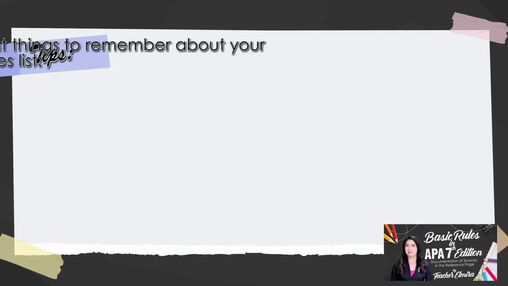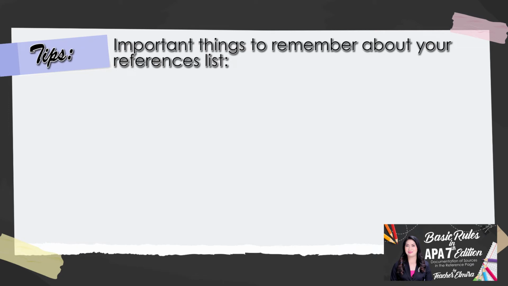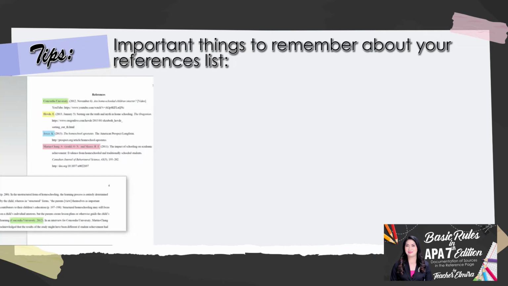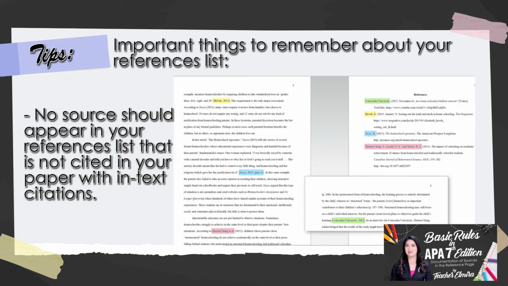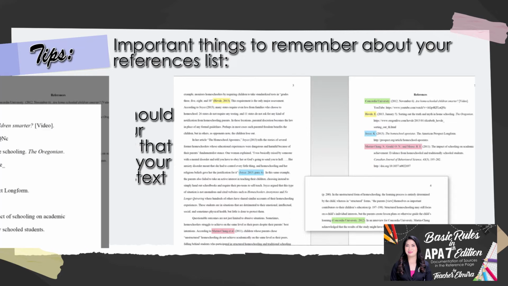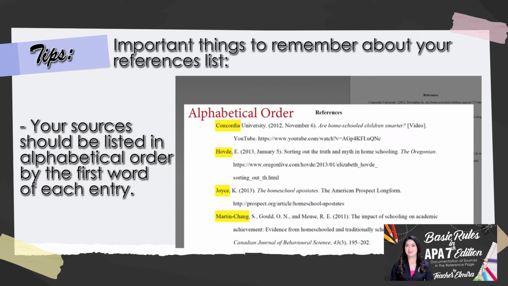Here are some important things to remember about your references list. No source should appear in your references list that is not cited in your paper with in-text citations. Your sources should be listed in alphabetical order by the first word of each entry.